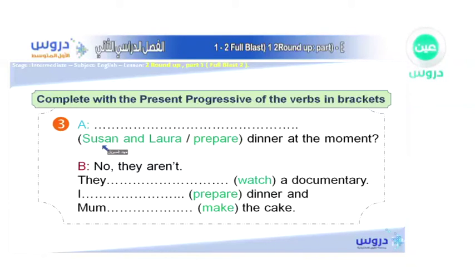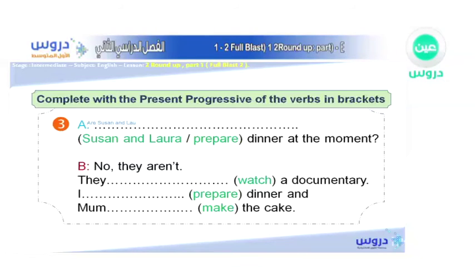Excellent. And you know what? We have two girls. We have Susan and we have Laura. So in that case, what is going to happen? Susan and Laura, they are two, not one. So what do we say about that? Come on. What do we say? We say are Susan and Laura. That's right. Absolutely excellent.